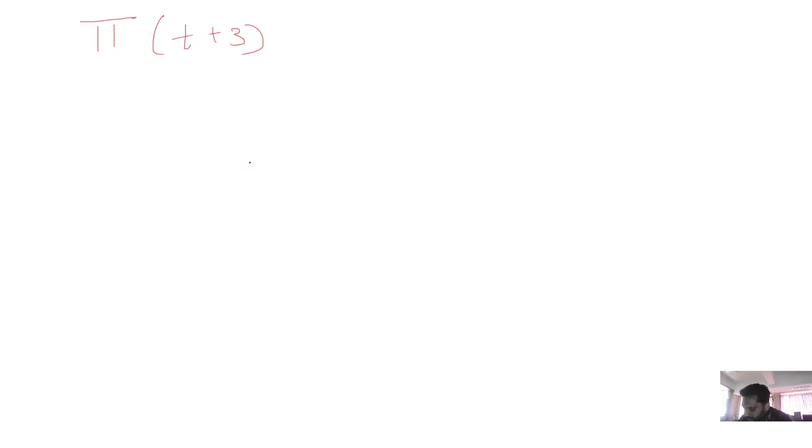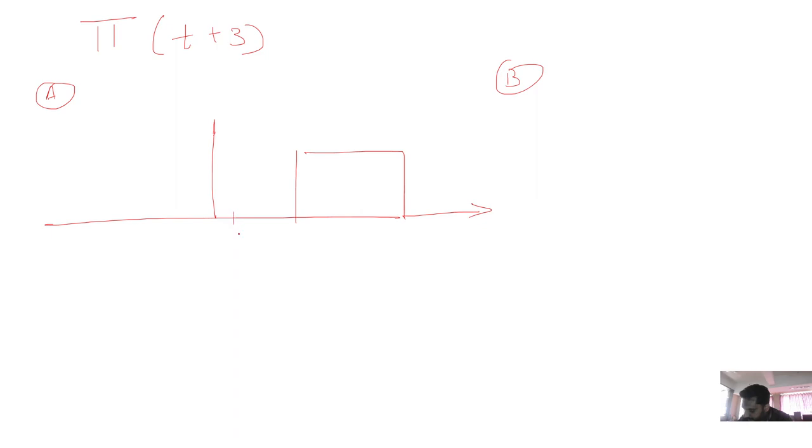Advancing. So I have options again for you, A and B. The first one, whenever I am advancing, you have to choose one of these. This is 1, 2, 3, this is 3.5, and this is 4. This is the first option, and the second option is in the negative side. So I made a mistake over here, sorry.